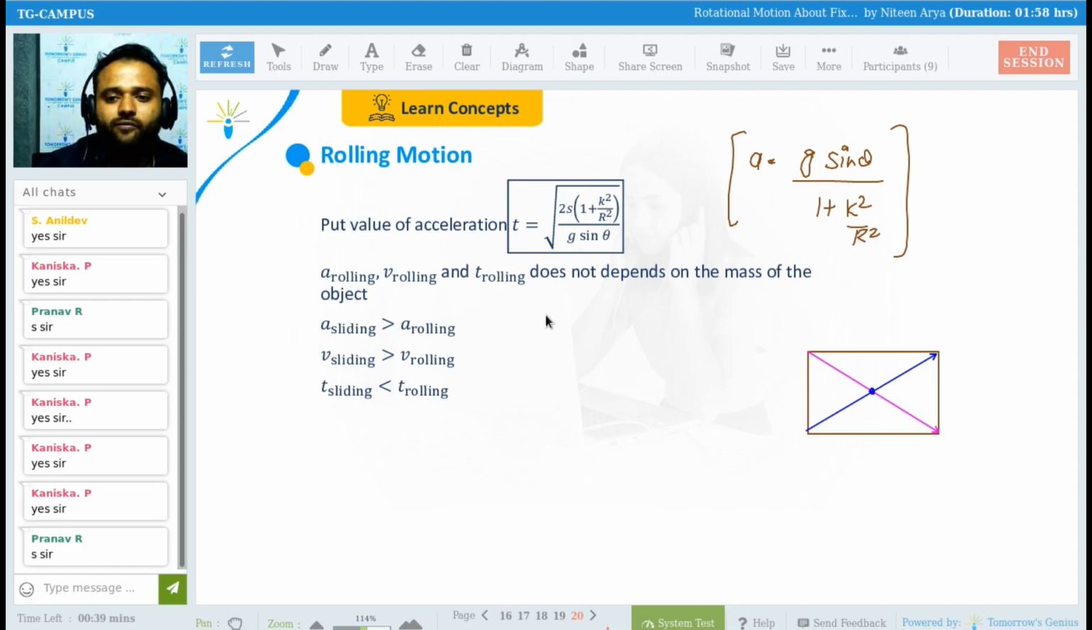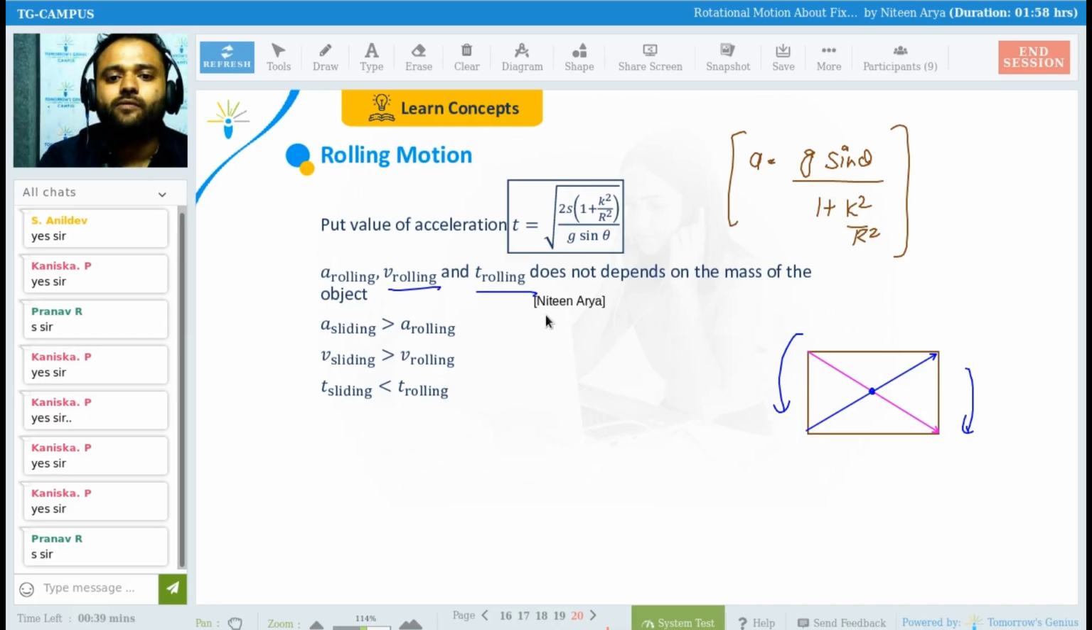Now it is dependent on which way it is going to be rotated, either in this way or in this way. But don't worry. So this is putting the value of acceleration. We can get time t whenever any particular body is rolling from an inclined plane, like the previous diagram. So a is the acceleration of rolling, v is the velocity of rolling, and t is the time of rolling. It does not depend on the mass of the object, as you can see. So the acceleration of sliding is going to be compared to the acceleration of rolling, and the velocity of sliding to the velocity of rolling. Sliding means they are going to just slip. They do not rotate. Clear?